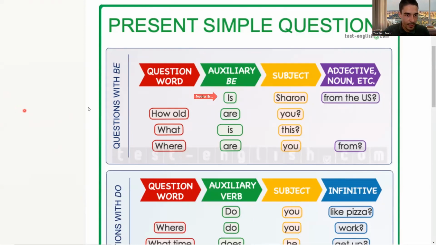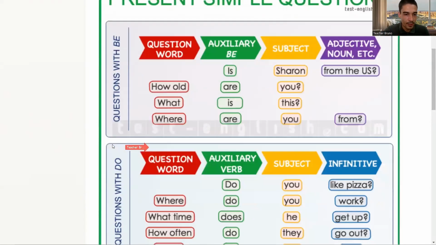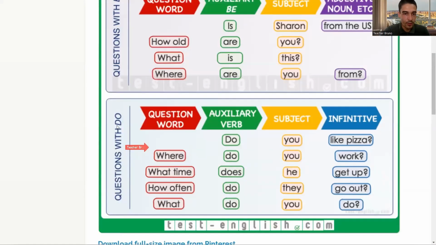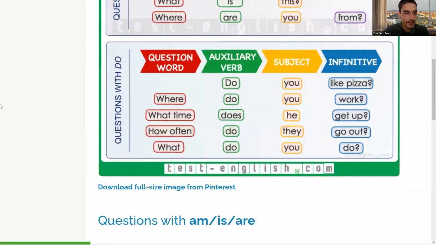The examples below are explanation questions. How old are you? What is this? Where are you from? Explanation. Continuing from here, where? Where do you work? Explanation question. What time does she get up? Explanation. How often do they go out?